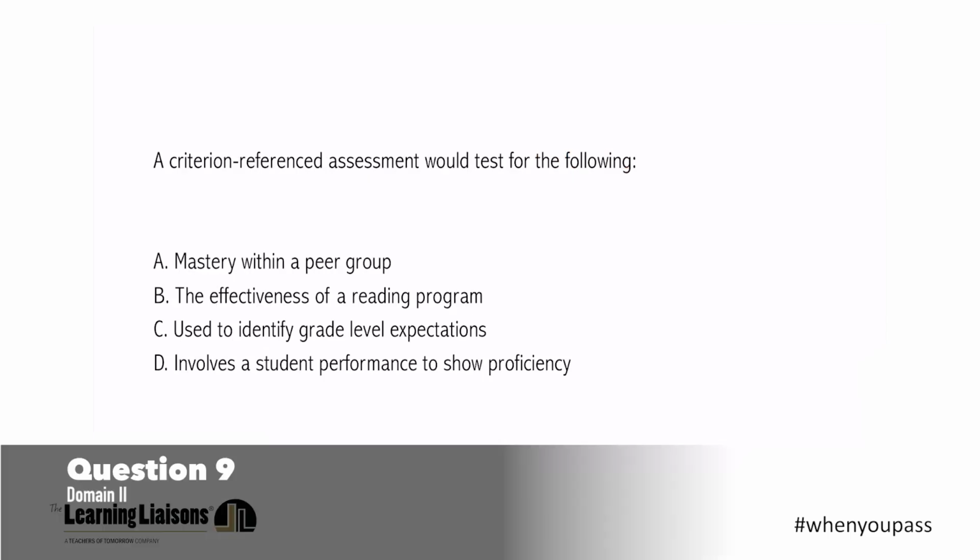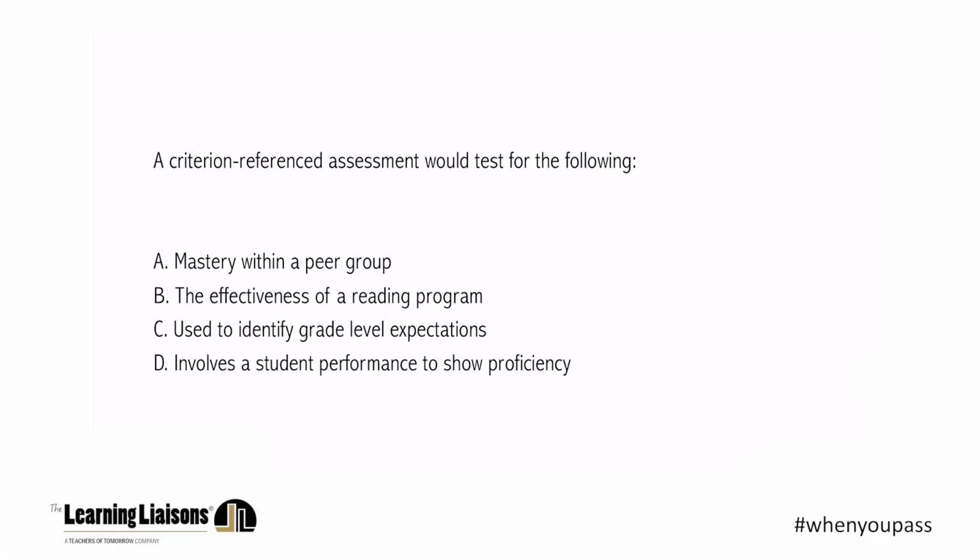A Criterion-Referenced assessment would test for the following: A, mastery within a peer group, B, the effectiveness of a reading program, C, used to identify grade level expectations, or D, involves a student performance to show proficiency. Here's our answer. B, the effectiveness of a reading program.